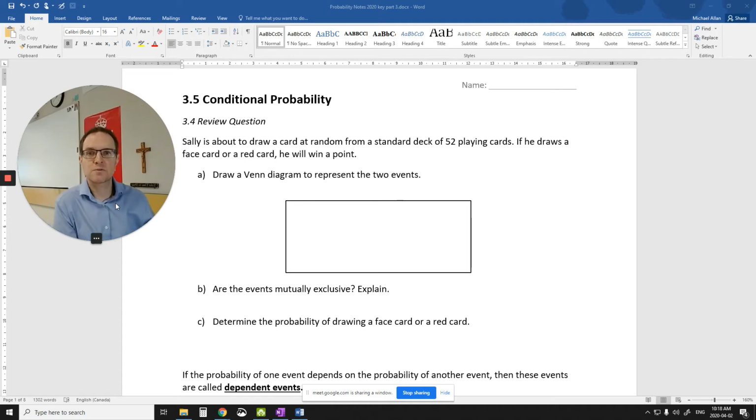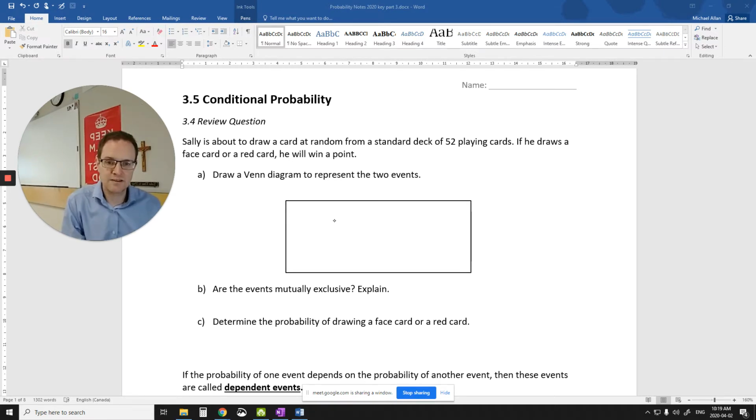Math 30-2, so we're going to continue on with probability here. We are going to talk about conditional probability today. But before we do that, we're just going to review a little bit about mutual exclusivity. Sally's been asked to draw a card at random. She draws a face card or a red card, she wins a point.